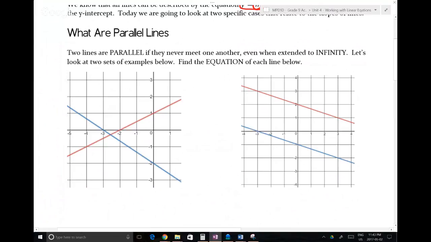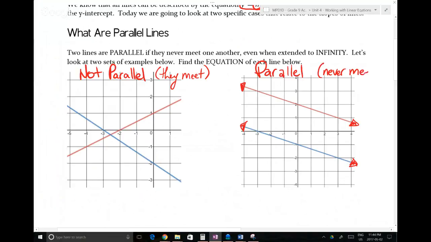I hope you see, looking at the example below, that these lines here are not parallel. Right? They meet. But I hope you see that these lines here seem to stay exactly the same distance away from one another. So if we extended these out forever and ever, they should never meet. They should run side by side just like that, the same distance away from one another forever.